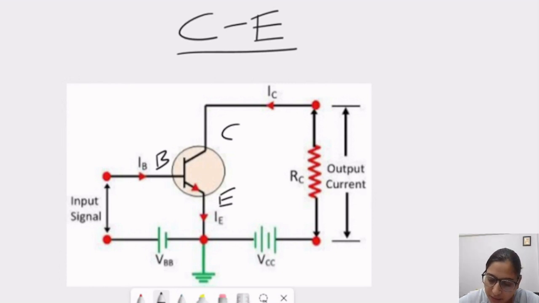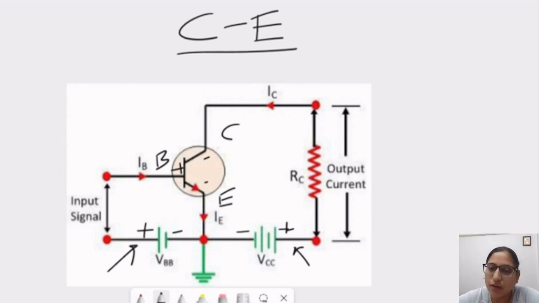Now we can see that this VBB battery is forward biasing the base emitter junction and this VCC battery is reverse biasing the collector emitter junction. We know that in an NPN transistor the base terminal has P-type impurity, which is positive in nature, and the collector and emitter have N-type impurity, which are negative in nature. So positive connected to positive in case of VBB is forward bias, and negative connected to positive in case of VCC, the collector emitter junction, is reverse bias.